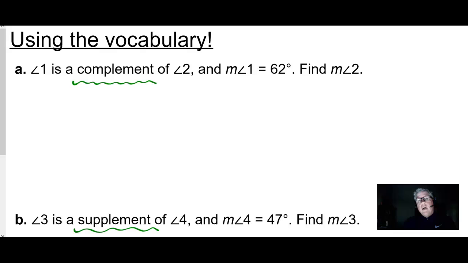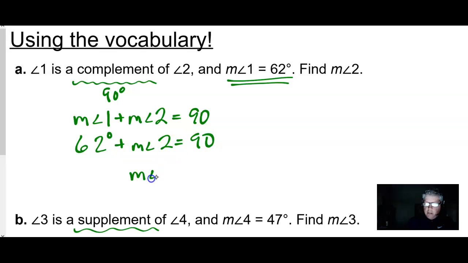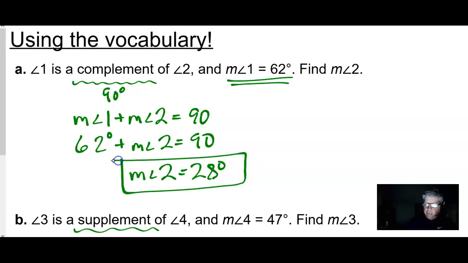Okay, so how do we use the vocabulary to write an equation and then hopefully solve it? Complement means 90 degrees, so when you see complement, think 90 degrees. Angles 1 and 2 are complements of each other. That means angles 1 and 2 add up to 90 degrees. So we'd say measure of angle 1 plus the measure of angle 2 is equal to 90. They tell us that measure of angle 1 is 62. I'm going to subtract 62 from both sides and I get 28 degrees. Boom. So that's all about knowing vocabulary.